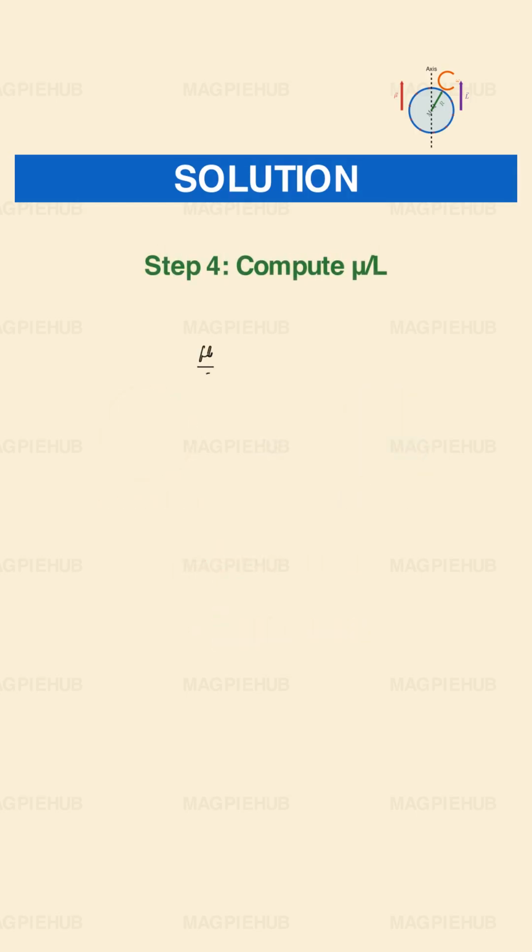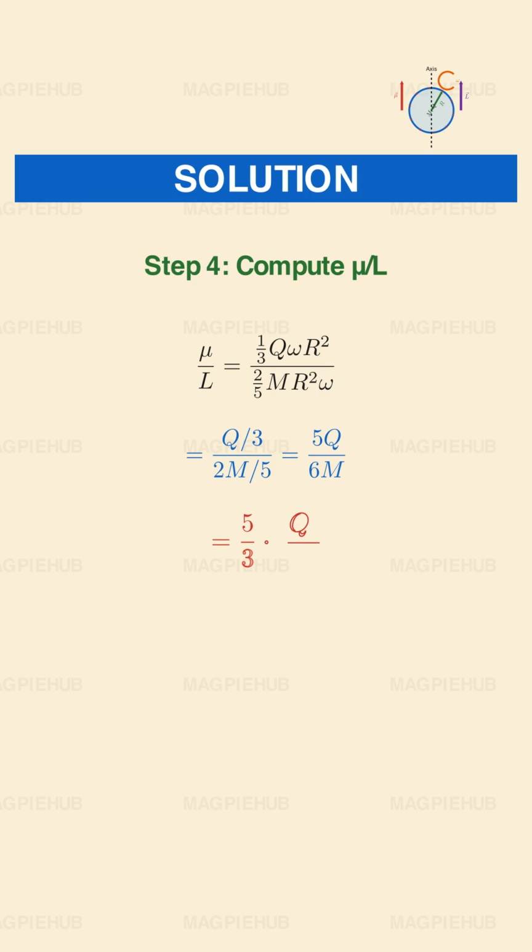Mu over L equals q omega r squared over 3, divided by 2 over 5 mr squared omega. The omega and r squared cancel out. We get q over 3 divided by 2m over 5. This simplifies to 5q over 6m, which we can write as 5/3 times q over 2m. Comparing with the given form alpha times q over 2m, we get alpha equals 5/3, which is approximately 1.667.